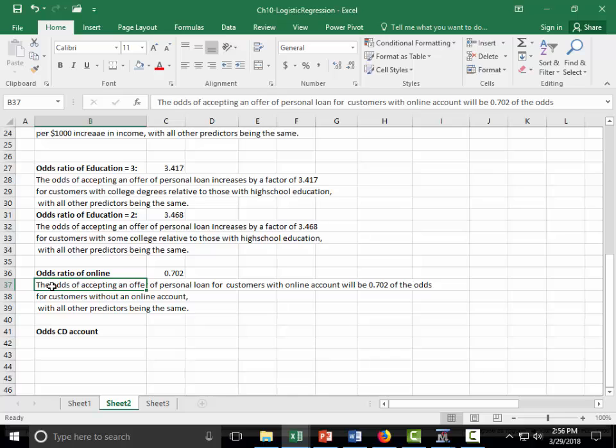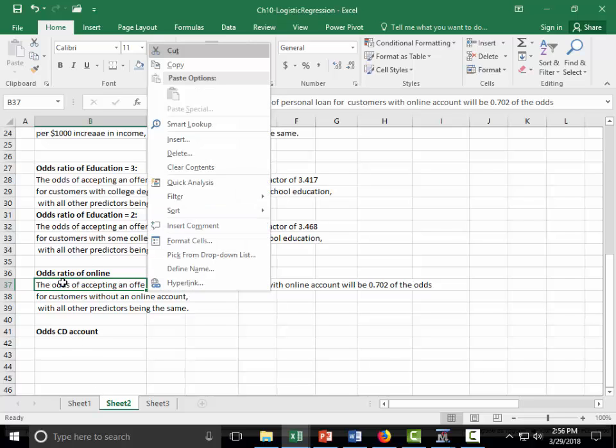So here we are comparing those with an online account against those without an online account. That's the comparison. And for CD accounts, the same thing. You will have the comparison of those with a CD account against those without one.